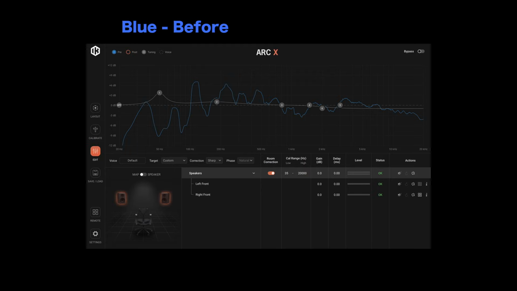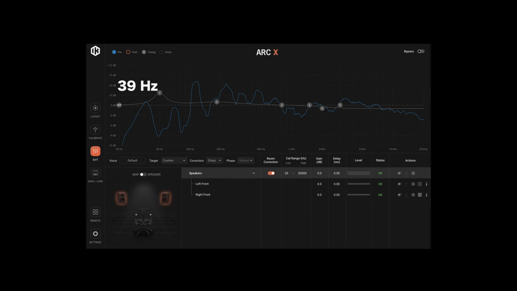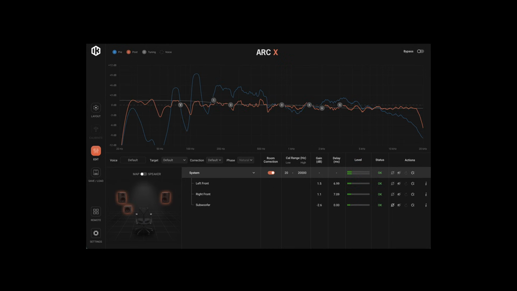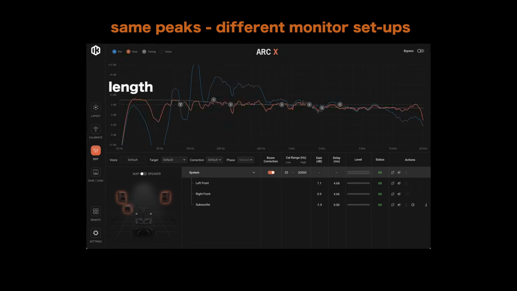This is the room or the system response using the IK Precision 6 monitors without any room correction in there. That's the blue line. And we can see these 3 big peaks at around 39, 69 and 112 Hertz, which are caused by standing waves bringing out the natural room resonances, where the dimensions of the room match the length of a sound wave that's bouncing back and forth across the parallel walls, length, width and height, by the looks of things at least.